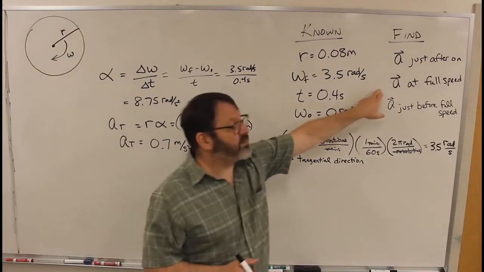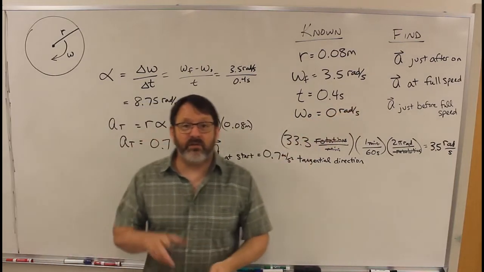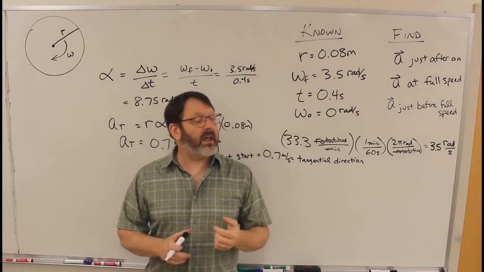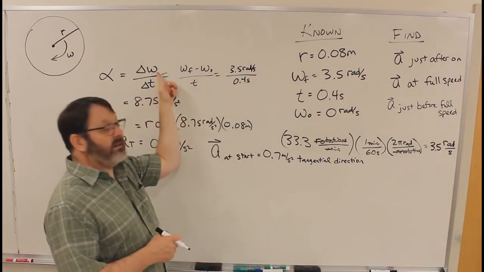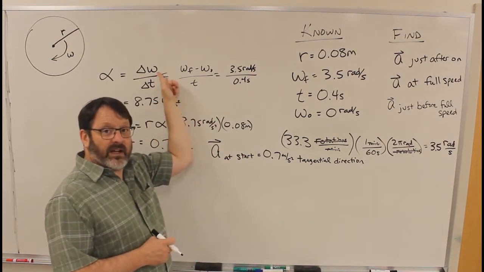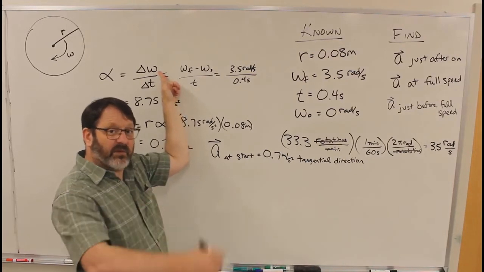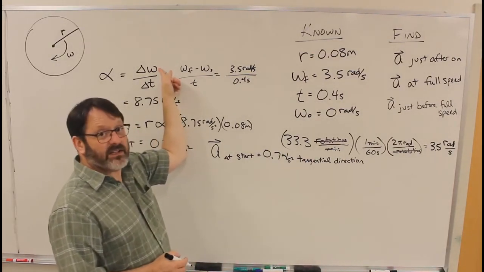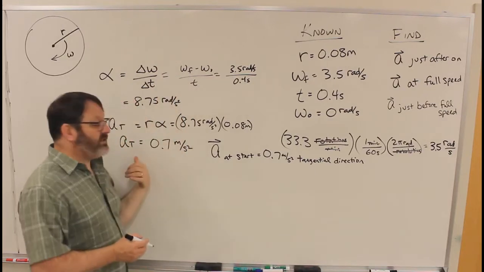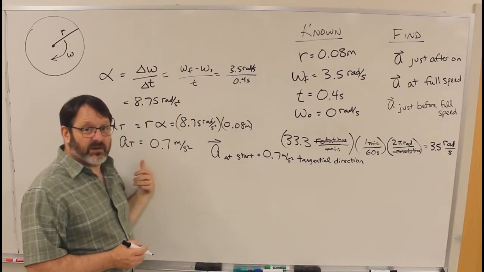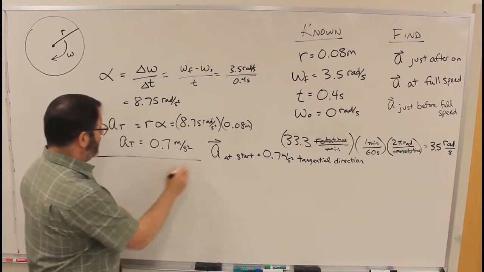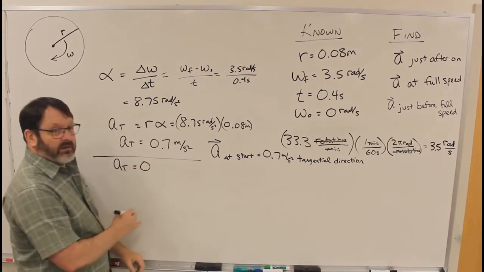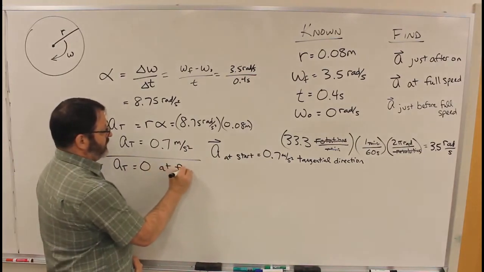What about A when it's running at full speed? When it's running at full speed, it's not increasing in speed anymore. So that means this delta omega is constant when it's running at full speed. So if that's constant, it's not changing. So tangential acceleration is actually 0. Okay? So AT is 0 at full speed.